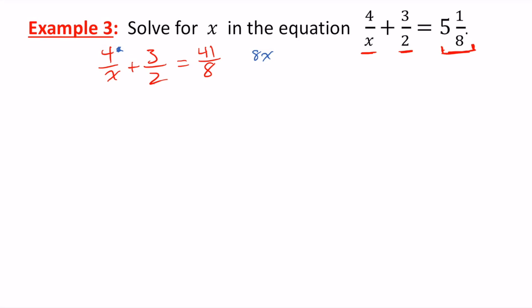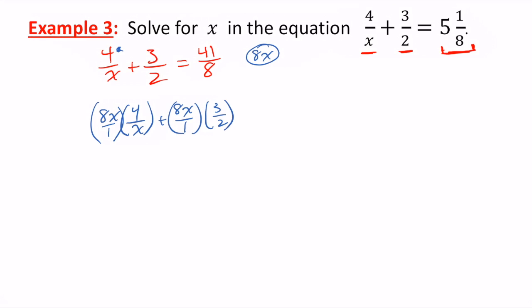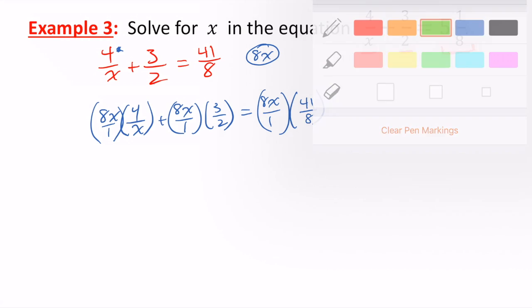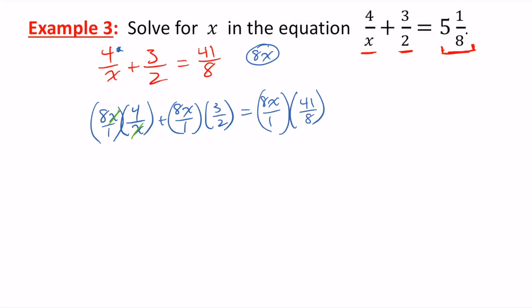Now, once we know what our common denominator is, we can do the same thing and just multiply every single term by 8x. And once again, I'll represent it like this, just so we can see the cancellations. It's not necessary to write it that way if you can kind of see what's going on, but I'll write it that way anyways. Okay, and time for some cancellations. Those x's obviously disappear.